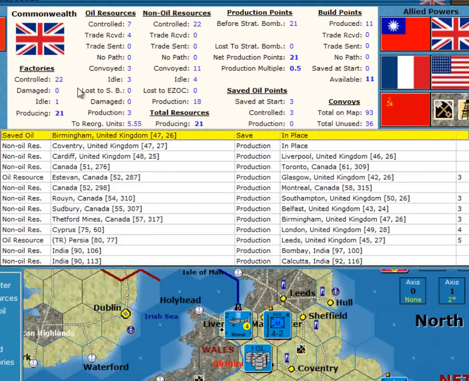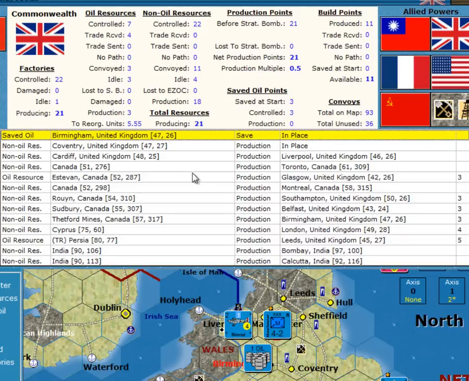Let's look at the Commonwealth. They have 22 factories, 21 are producing. They control 7 oil points, they control 22 non-oil. They have 3 oil points in production and 18 non-oil points in production, giving them 21 production points, and their multiple is a half, so they have 10.5 rounded up to 11 build points available. They have 93 convoys, 36 are unused.